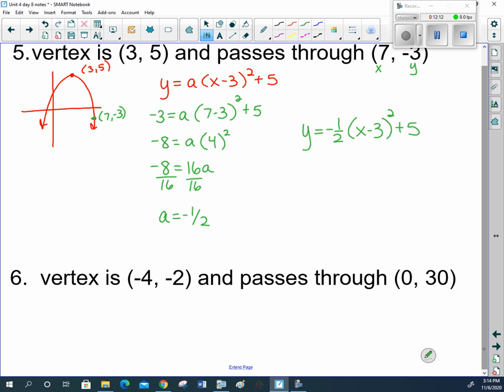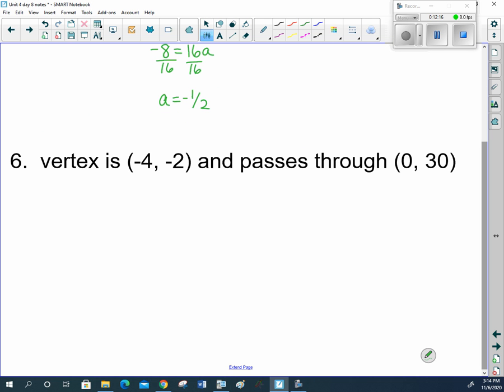All right, one last time. So my vertex is (-4, -2). A quick sketch just helps me know what's going on. So (-4, -2), I'll just put it right here. And it passes through the point (0, 30). So wow, 30 is going to be up here. It's going to be pretty steep, right? So it looks like it's going like this. So it looks like my A is going to be a positive number.